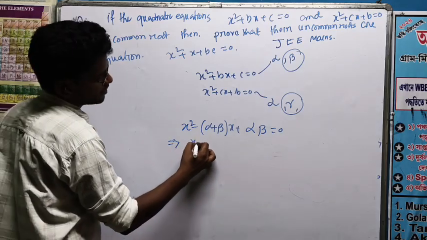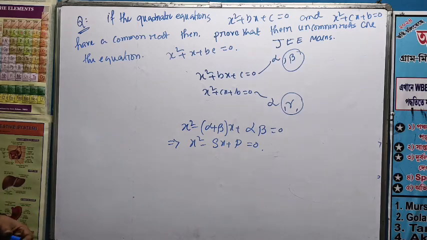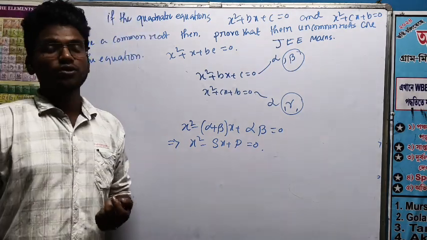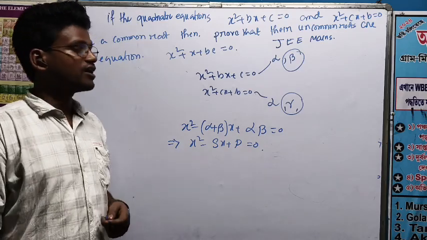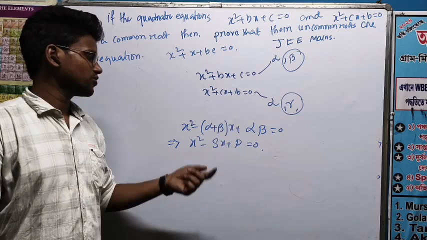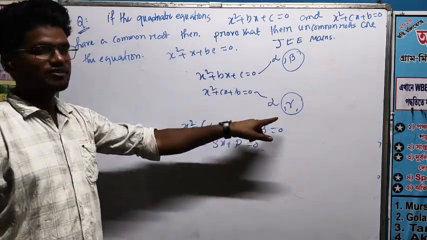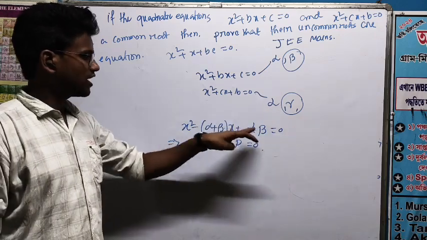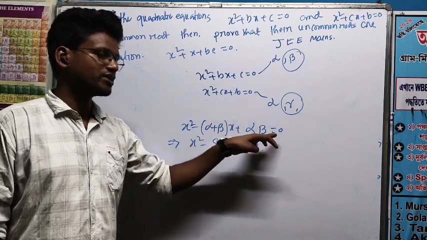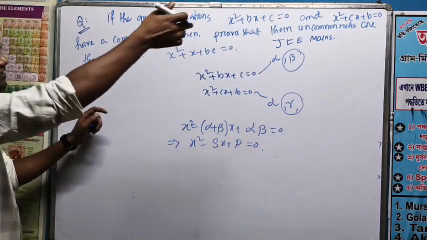That means x square, minus the sum of the roots times x, plus the product of the roots, is equal to 0. That means when we have known the roots, then how do we write the equation of those roots? Okay, alpha and beta we have known, then how to write that equation. This is the equation you have to write: x square minus alpha plus beta into x, plus the product of the roots, is equal to 0. The question says that there is one common root.